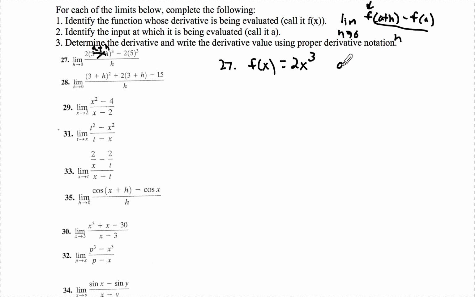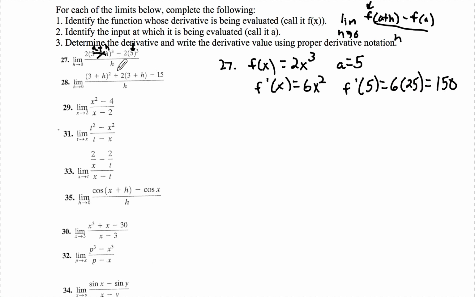So what value am I taking the derivative at? Well, in that initial problem, it was 5 plus h. So my a value is 5. I can also see the 5 there. So I'm taking the derivative of 2x cubed at 5. So I can do that by hand now. F prime of x, the derivative then is 6x squared. F prime of 5 then is 6 times 5 squared, which is 25, which will give me 150. So I didn't actually have to evaluate this using the limit definition of a derivative.